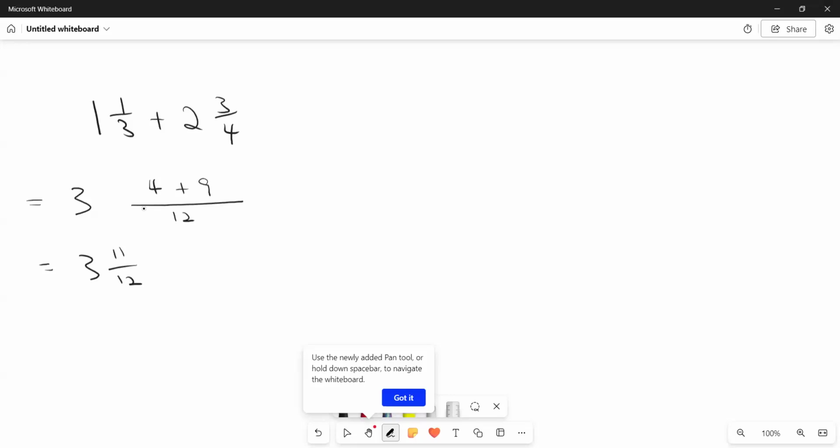Some people do it differently. They will change these two mixed numbers into improper fractions, and they'll do it by multiplying 1 by 3 is 3, and the 1 is 4. So 4... It's 13 over 12, not 11. Oh, 9, okay, and 4, 13.